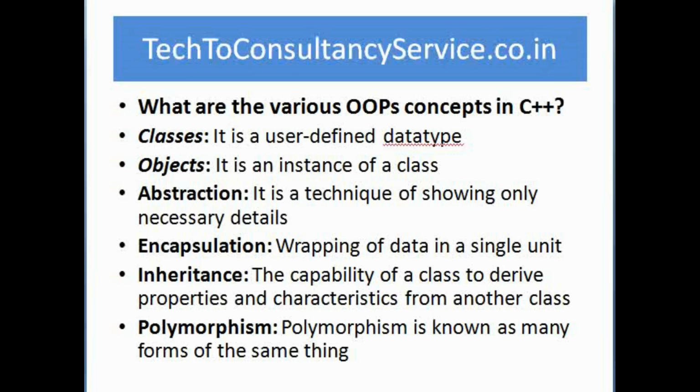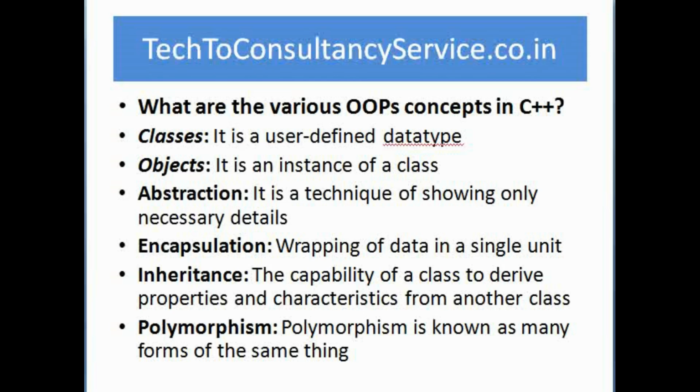Next is encapsulation. Encapsulation means wrapping of the data in a single unit. In simple words, we say that encapsulation is data hiding. Unnecessary details we hide from the user, from the public, from unwanted users. That way, we provide security to the classes from unauthorized access. That is called encapsulation or data hiding.